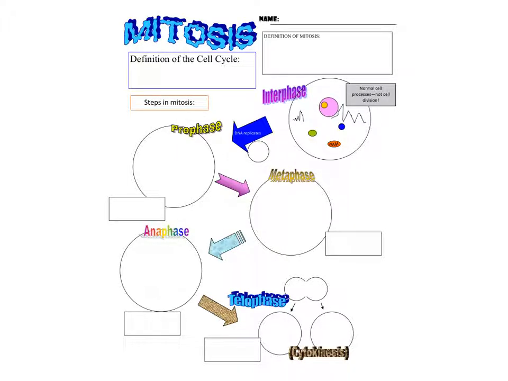Welcome to your overview diagram of mitosis and meiosis. You should have already done the notes. So let's review first the difference between the cell cycle and mitosis.